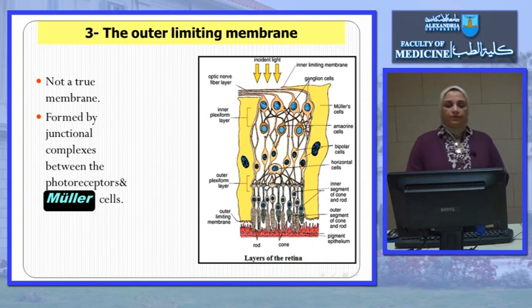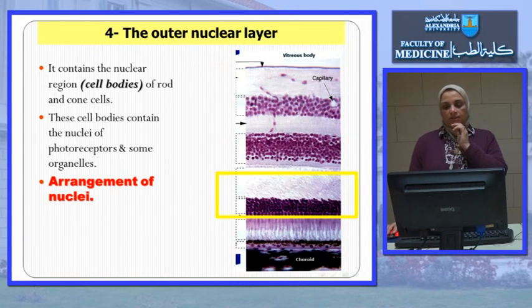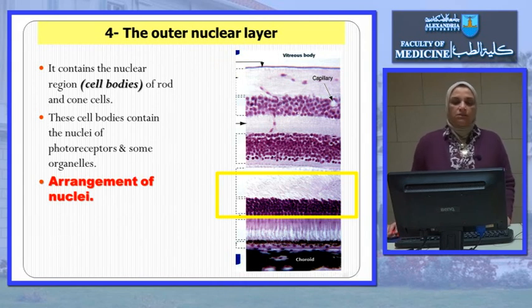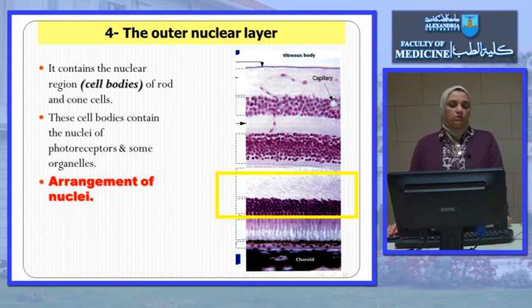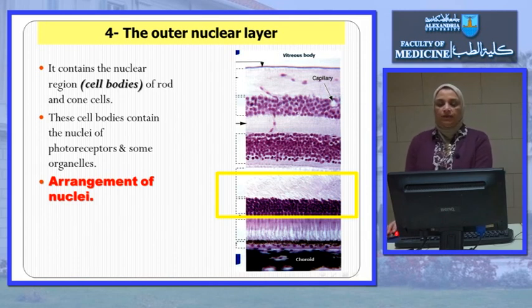What about layer number 4? The outer nuclear. Now we know that when we see in a histological section a band, a layer with multiple nuclei, this is the outer nuclear layer. It contains the nuclear region or the cell bodies of rods and cones. These cell bodies contain the nuclei of photoreceptors and some organelles. The arrangement of nuclei we mentioned as regards nuclei of rods and nuclei of cones. So this is number 4, the outer nuclear layer.